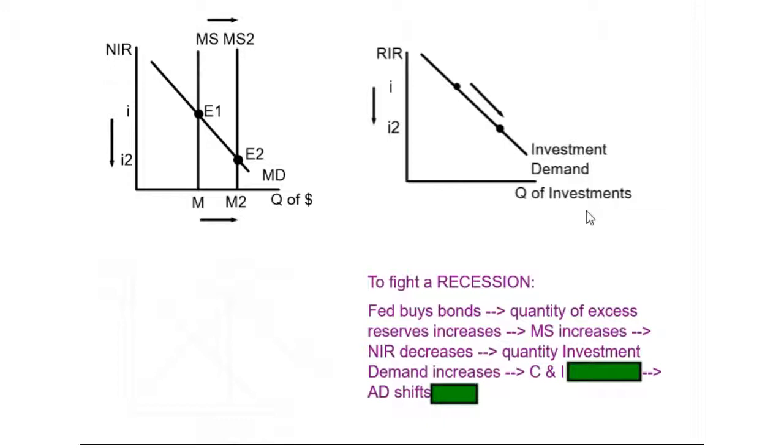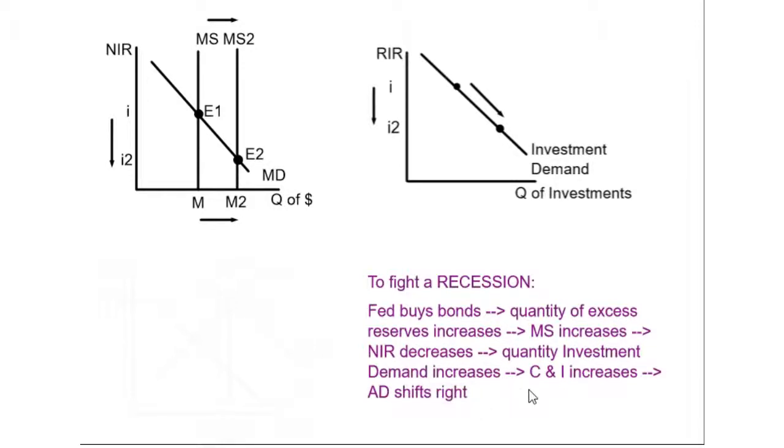When interest rates are down, businesses know this is a great time to finance that new endeavor. I'm going to take out a loan. I'm going to buy that capital investment. Investment demand is all about investment spending. So when interest rates are down, consumer and investment spending increases. That's going to shift AD. It will shift AD to the right.